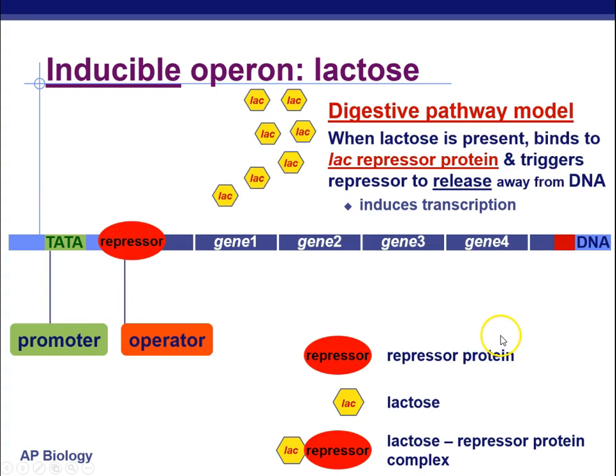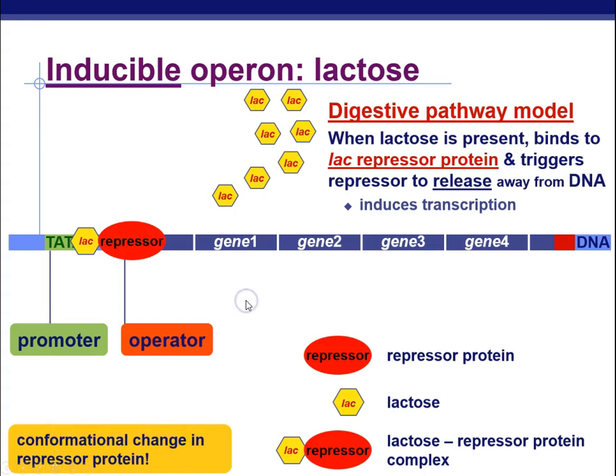Oh, but wait a minute. Maybe you just drank a glass of milk and there's plenty of lactose present. There they are in the form of the hexagon, even though lactose is actually a disaccharide. But we'll play along here that it's just a hexagon for now. All right, so when lactose is present, it binds to the repressor. And look at what it does. It causes a conformational change in that repressor protein, and oops, there it goes away.